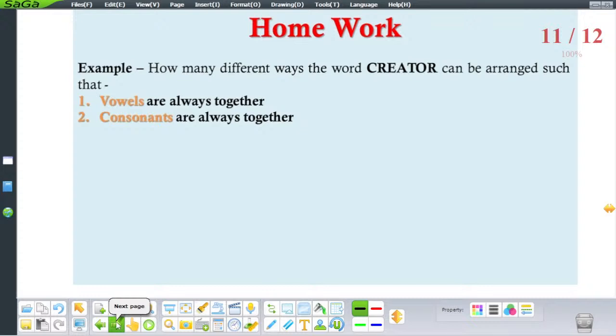So here we have seen the vowels are always together, consonants are always together, and other letters are always together. Now this is for your homework. The word is CREATOR. We have to do the arrangements when the vowels are always together and consonants are always together. I hope you will get all the points and you will answer this homework example. You can put your answers in the comment box. How many different ways can the word CREATOR be arranged?